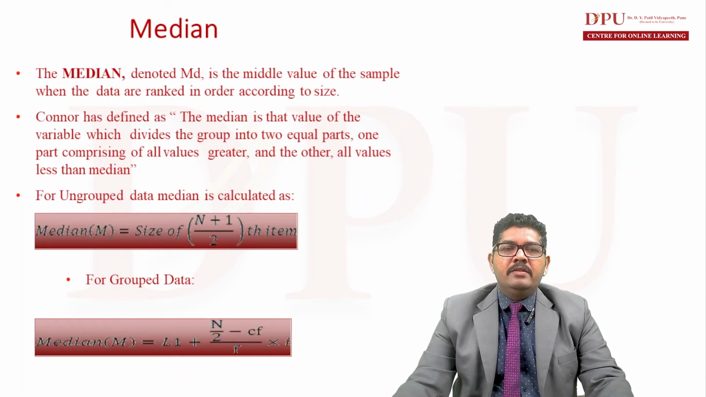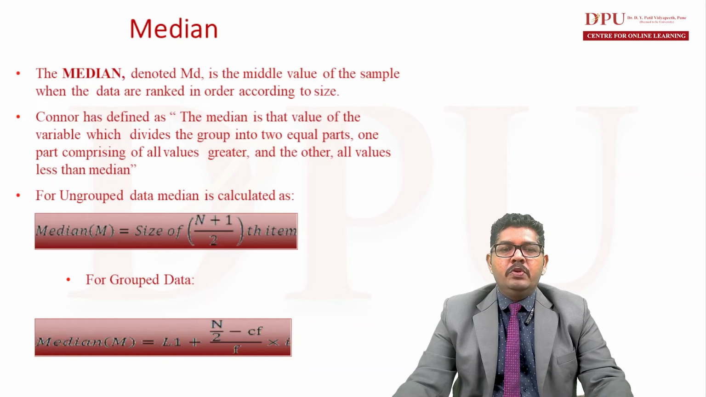Kenney has defined the median as that value of the variable which divides the group into two equal parts, one part comprising all values greater than the median, and the other group containing all the values less than the median. So for ungrouped data, the median is calculated by using this particular formula.